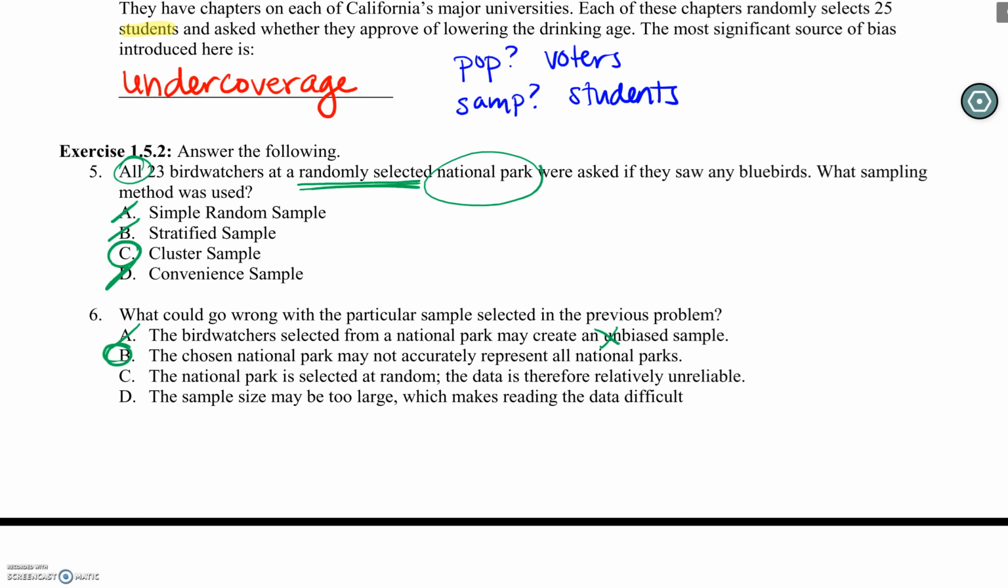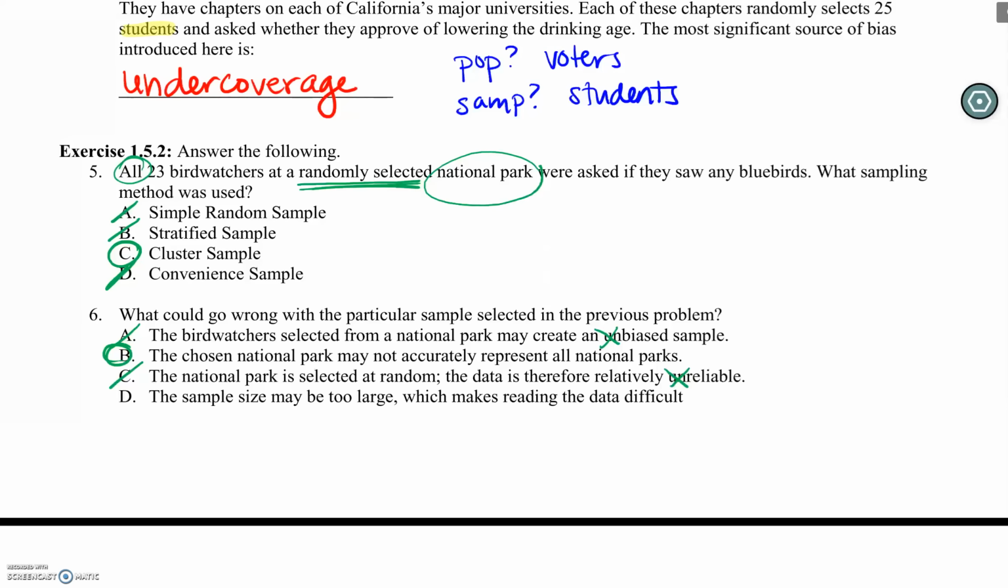Let's just keep reading. C, the national park is selected at random. The data is therefore relatively unreliable. Random is good. Random is not unreliable. And our last one, the sample size may be too large, which makes reading the data difficult. First off, 23 is not large.